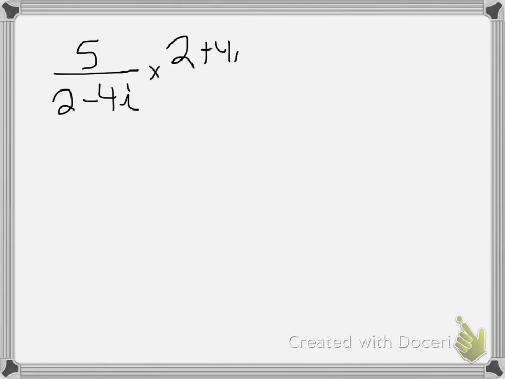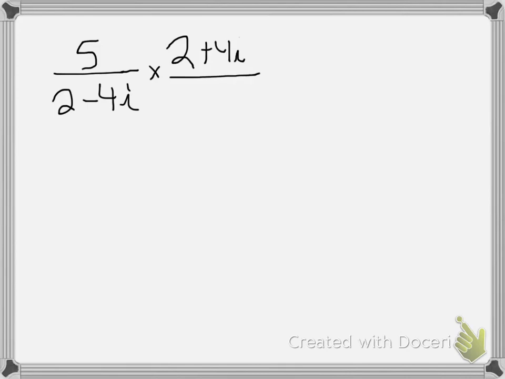The next one that was asked for was number 8. So I have 5 over 2 minus 4i, and I want that in standard form. Just a reminder, guys, standard form means I need to get rid of the i in the denominator. How am I going to get rid of an i when I have a subtraction sign in between? I'm going to multiply by the conjugate. So I'm going to multiply by 2 plus 4i.